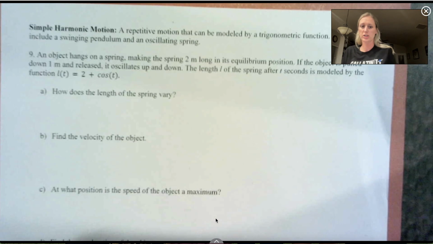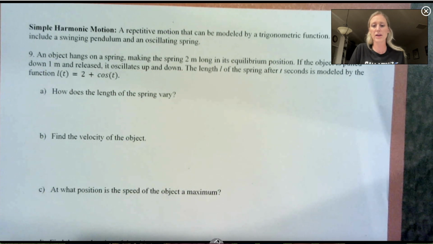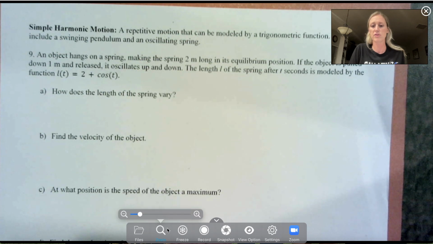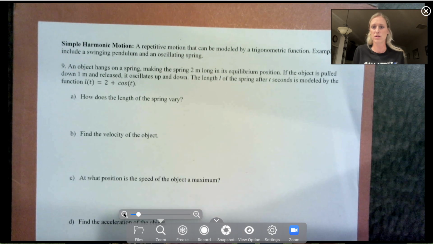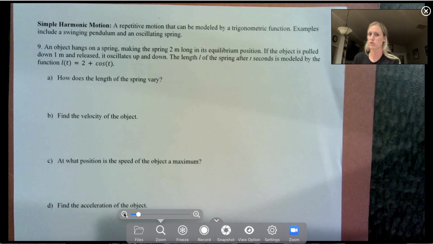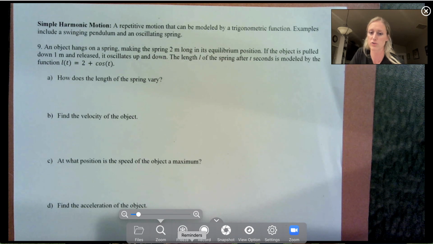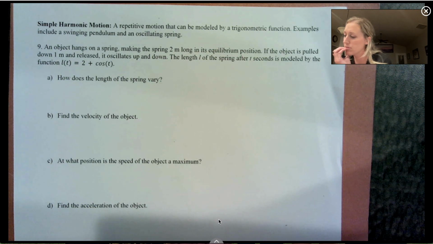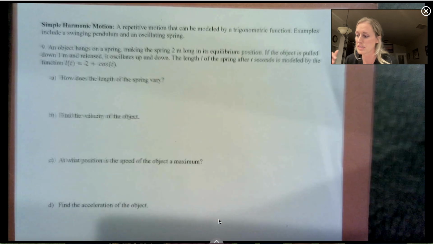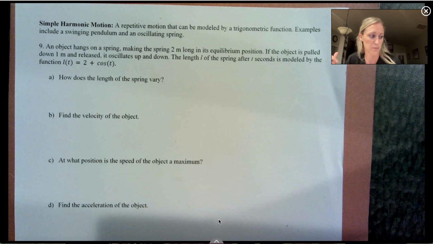Simple harmonic motion. This can be used for pendulums, for springs. These are things that can be modeled with trig, motion that can be modeled with a trig function. So we have this spring that's hanging, and in its equilibrium position, the spring is 2 meters long. So without being stretched or compressed, 2 meters long is equilibrium. If the object is pulled down 1 meter and I release it, it's going to continue to oscillate up and down. So that's going to be that periodic trig motion.